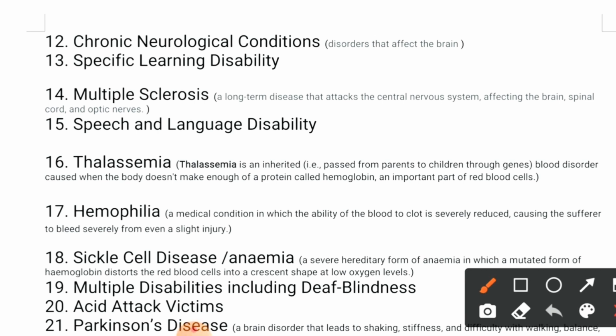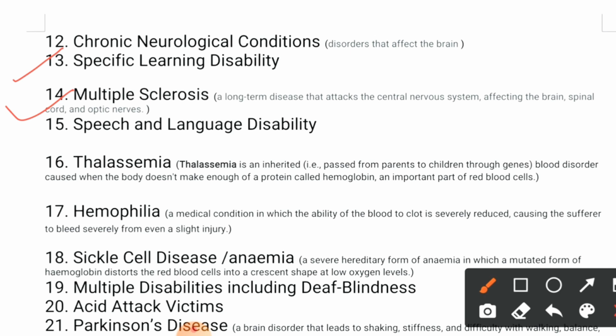The next we have specific learning disabilities, right? Specific learning disability means a child has difficulty learning certain particular areas. A child may have a good brain, he may be an average learner. For example, a child may be good at English, good at social studies, good at science, but he may not be good at mathematics. So in a specific learning disability, there is a specific area where he is not able to learn, not able to pick up. So that is known as a specific learning disability.